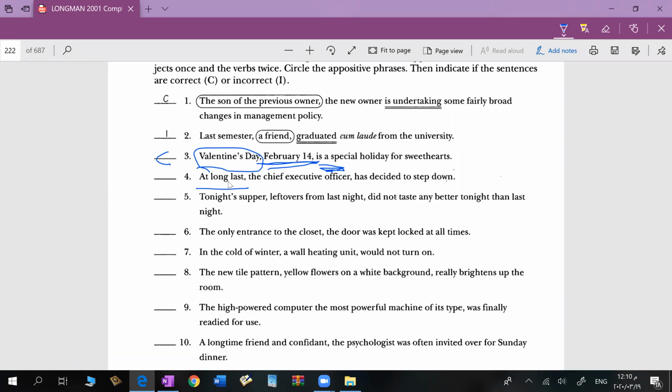Yes, it's okay. No, it's correct. Incorrect. No, it's not correct. Why? Because it's not an appositive. We do not separate the subject and the verb with a comma. What's this comma doing here? There shouldn't be a comma.